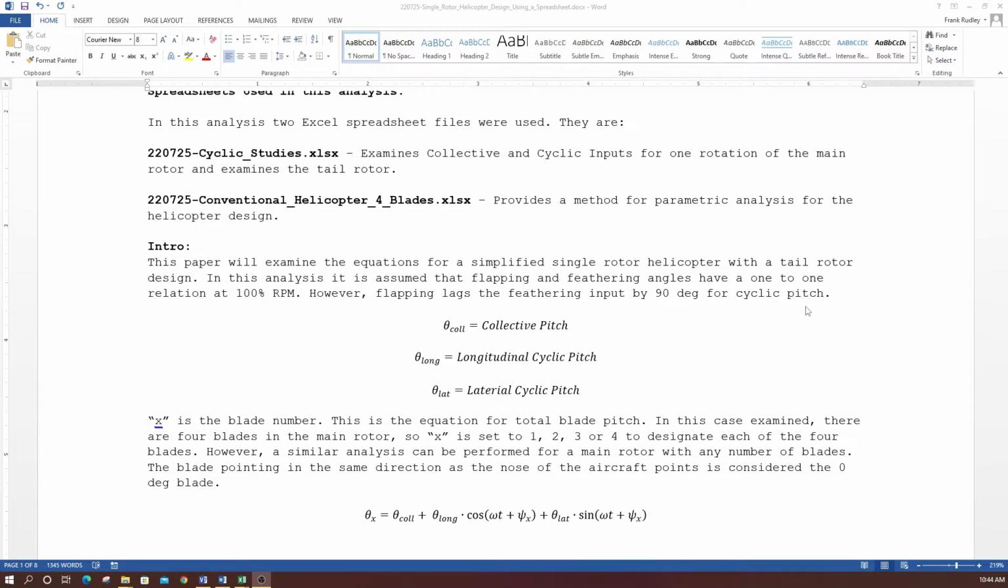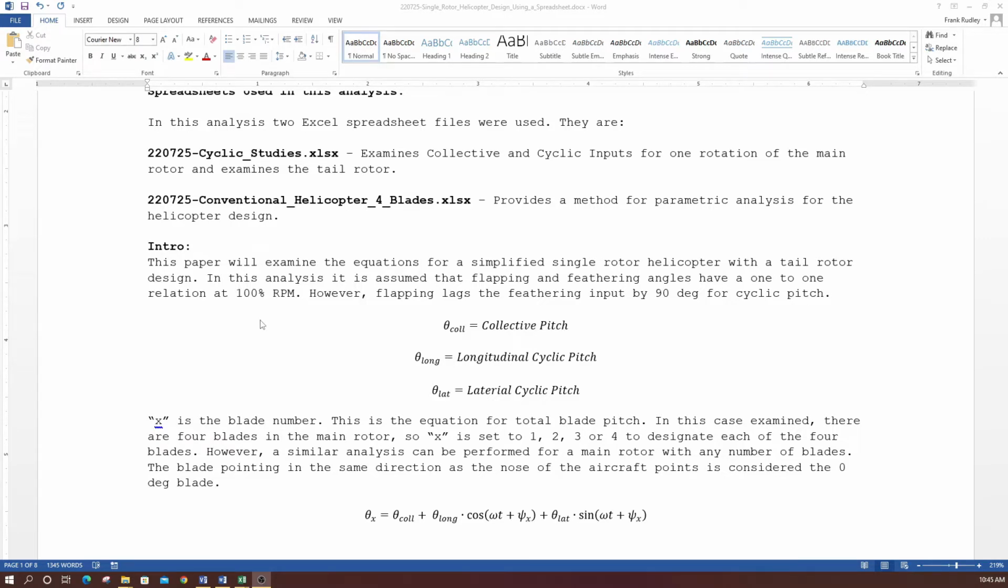But there's a lag: when the azimuth of the rotor is 90 degrees from that input, that's when the flapping goes in. And that's what really controls the helicopter, the flapping rather than the feathering. So I hope to give a presentation on that someday, so you can learn the details on how that works. But right now we'll just assume that's the way it works for this analysis.